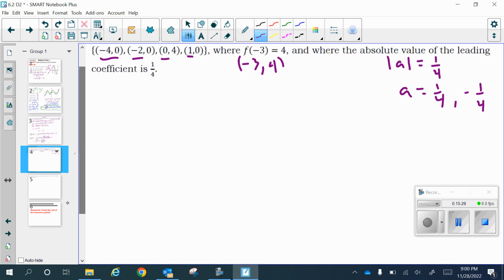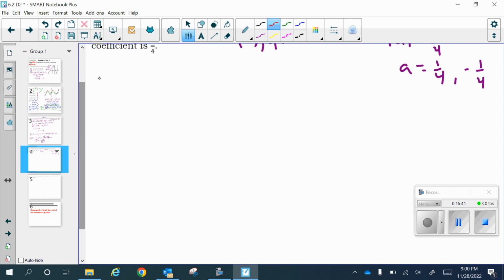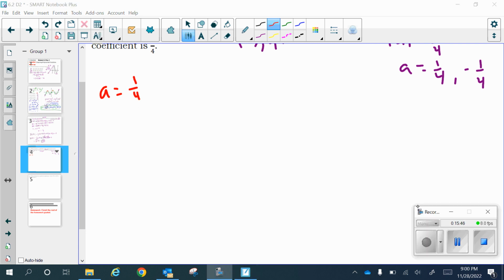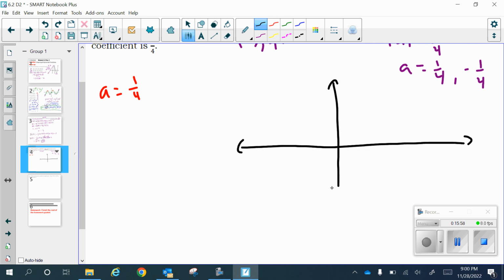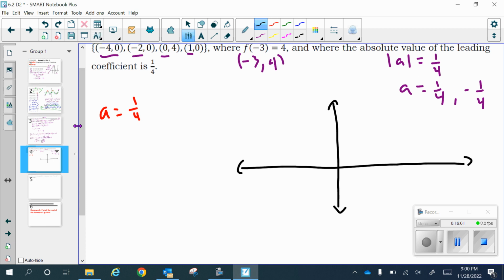All right, let's see what happens when a is positive 1/4. Let's try that first. So I have a positive and a negative. Does it work when a is positive 1/4? For that, I need to figure out a general equation. I need to know which x-intercepts happen more than once. To do that, I'm going to draw a graph and label all the intercepts they give me. My intercepts are negative 4, 0, so I'll put this over here. Negative 2, 0, 0, 4, my y-intercept, and 1, 0.